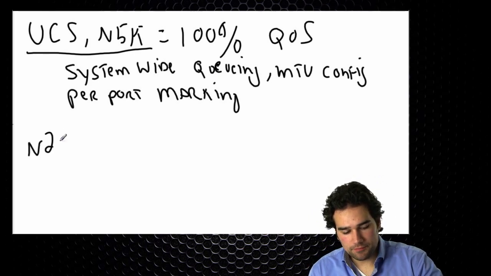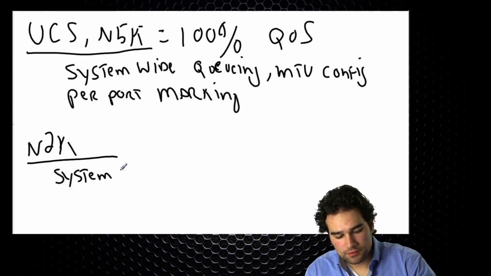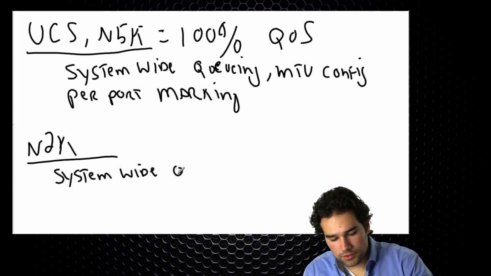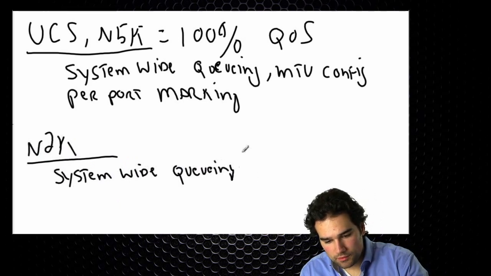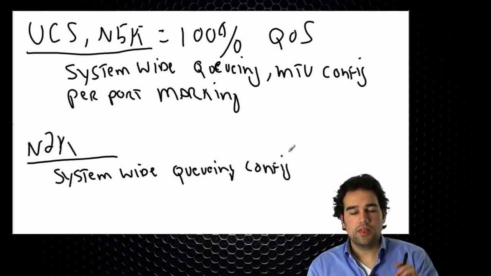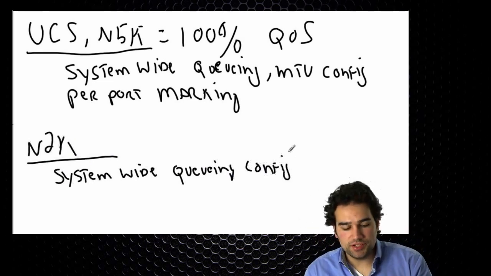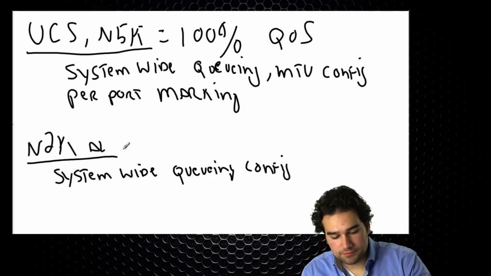On the N7K, even crossing VDCs, I have a system-wide queuing configuration. So the queuing configuration and the queue differentiation is system-wide, even for all VDCs.